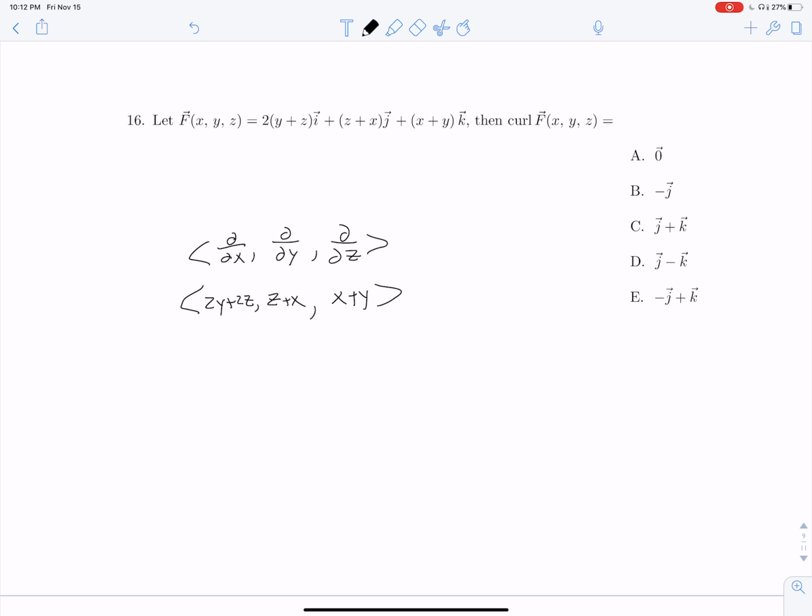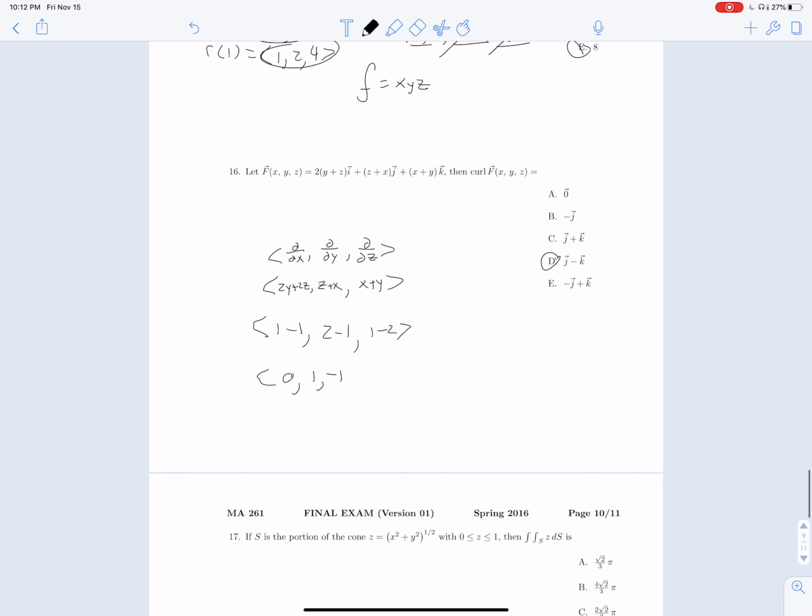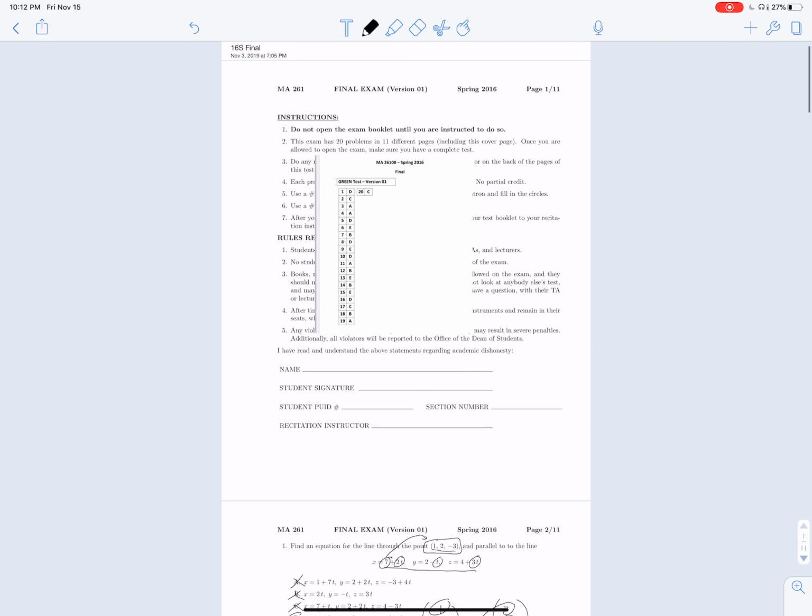And so taking this cross product, we will get 1 minus 1, comma, 2 minus 1, comma, 1 minus 2. So we will end up with 0, comma 1, comma negative 1. And just because I don't trust my crossing this late at night, 16 is D.